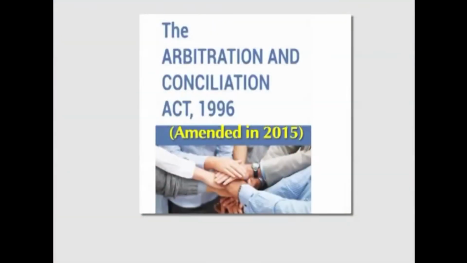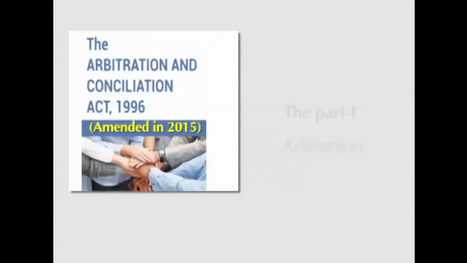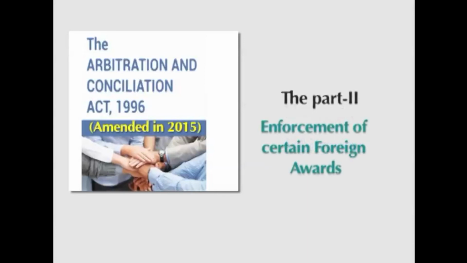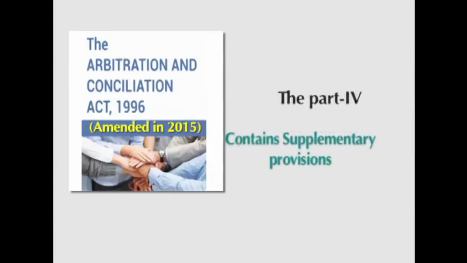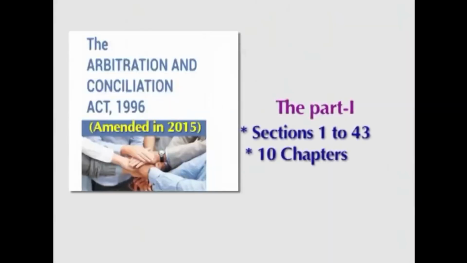This Act contains 86 sections in 4 parts and 7 schedules. Part 1 deals with arbitration, Part 2 deals with enforcement of certain foreign awards, Part 3 deals with conciliation, and Part 4 contains supplementary provisions. Part 1 is the main part of the Act. It comprises sections 1 to 43 divided in 10 chapters, making out provisions relating to domestic arbitration and international commercial arbitration held in India under the Act.